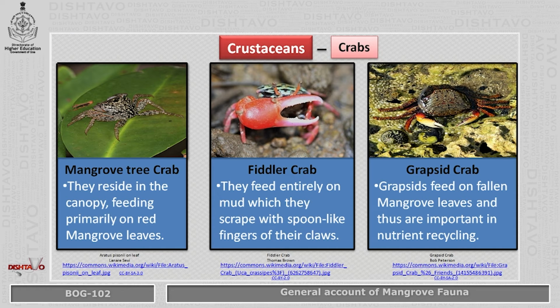They reside in the canopy, feeding primarily on red mangrove leaves. Fiddler crab. They feed entirely on mud, which they scrape with spoon-like fingers of their claws. Grapsid crab. Grapsids feed on fallen mangrove leaves and thus are important in nutrient recycling.